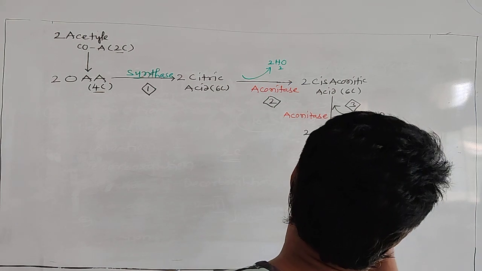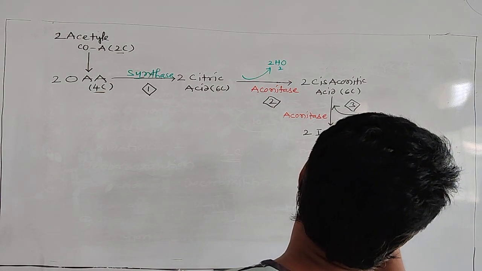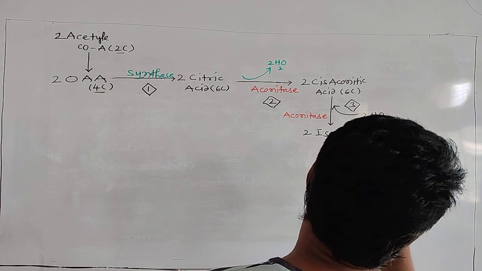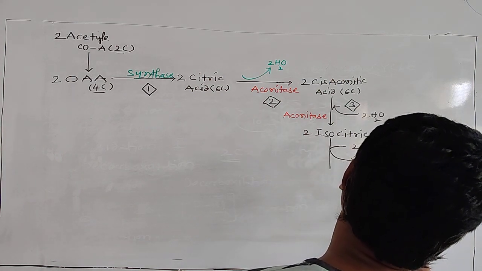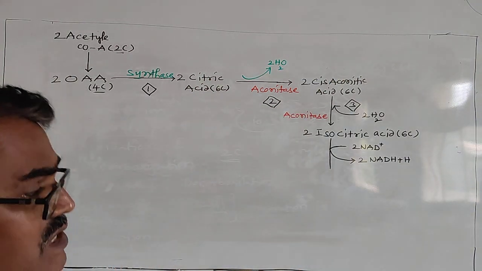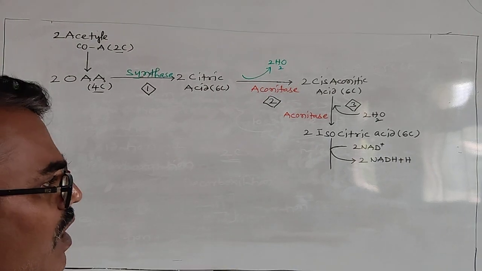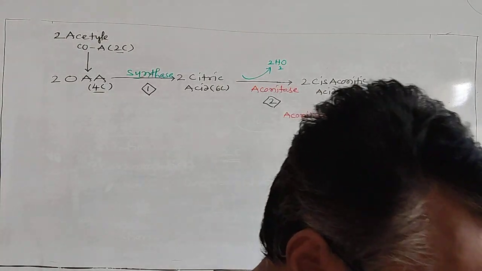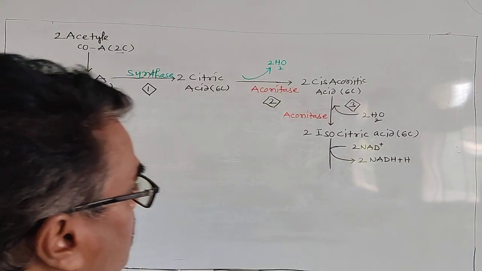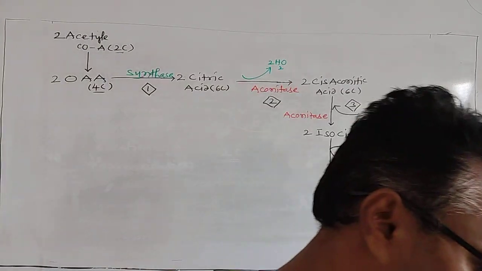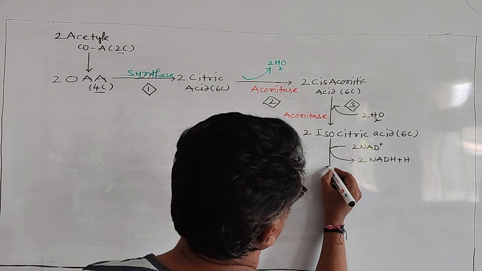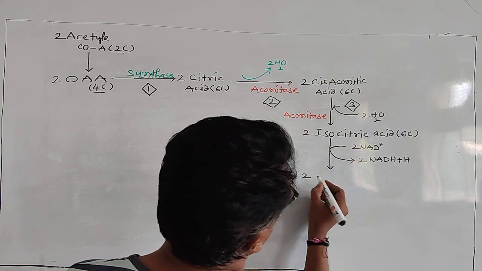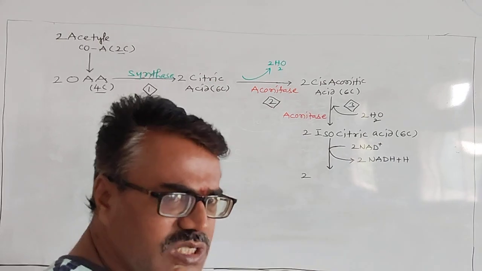Then convert into the 2 moles of NADH2, that is NADH plus H plus. Then resulting in the formation of oxalosuccinic acid. How many moles of oxalosuccinic acid are formed?